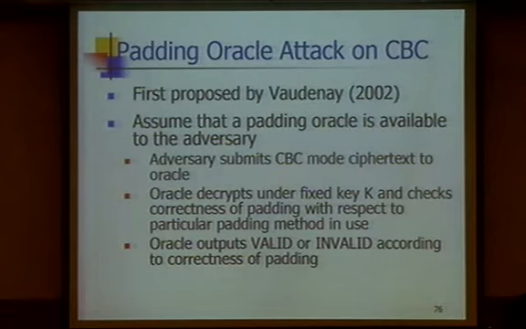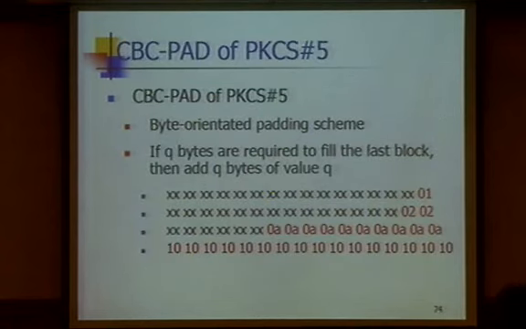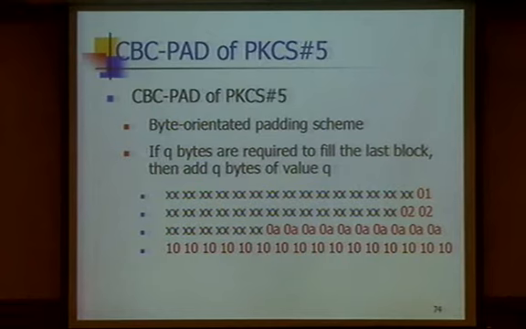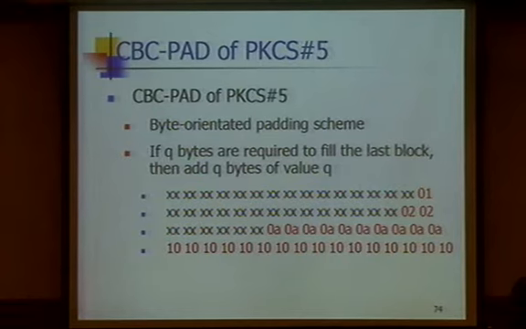In his attack scenario, the adversary first submits a CBC mode ciphertext to the padding oracle, and that oracle decrypts the given ciphertext and checks the correctness of the padding with respect to the particular padding rules. And then it outputs valid or invalid messages according to the correctness of the padding. In PKCS number 5, the CBC padding rule is defined as follows. This is called a byte-oriented padding scheme.